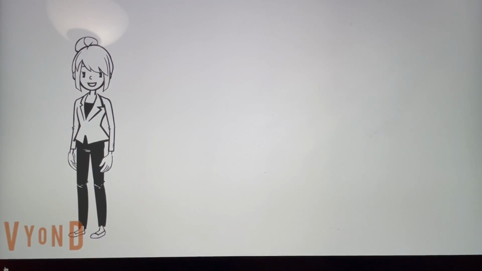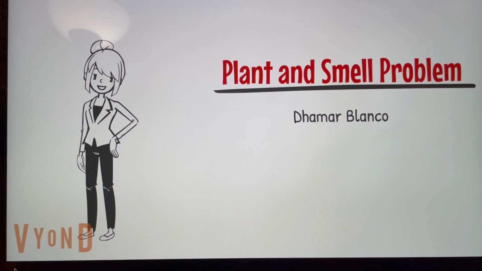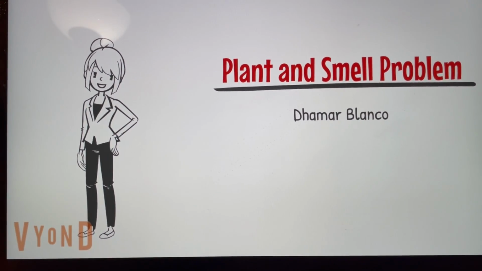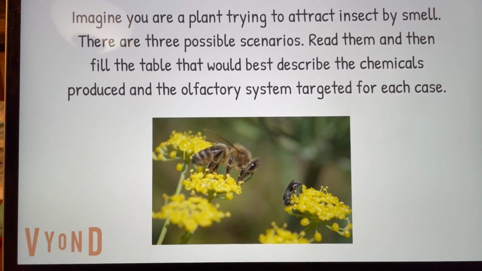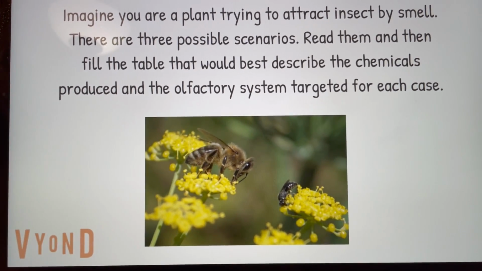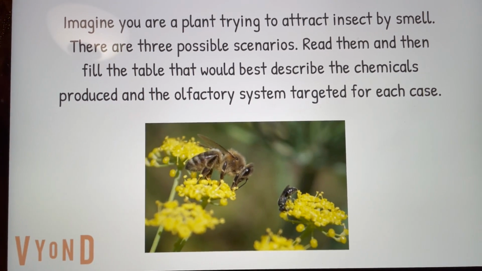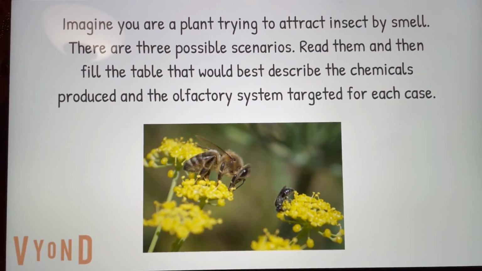Hi, today we will be going over a practice problem involving a plant trying to attract an insect by using smell. The question is, imagine you are a plant trying to attract insects by smell. There are three possible scenarios. You will read them and then fill the table that would best describe the chemicals produced and the olfactory system targeted for each case.